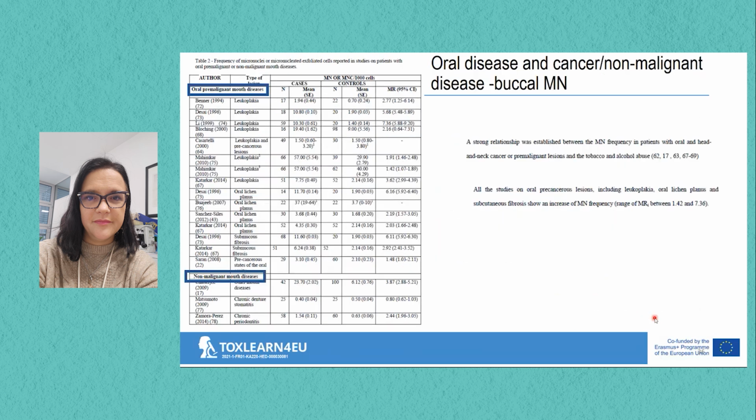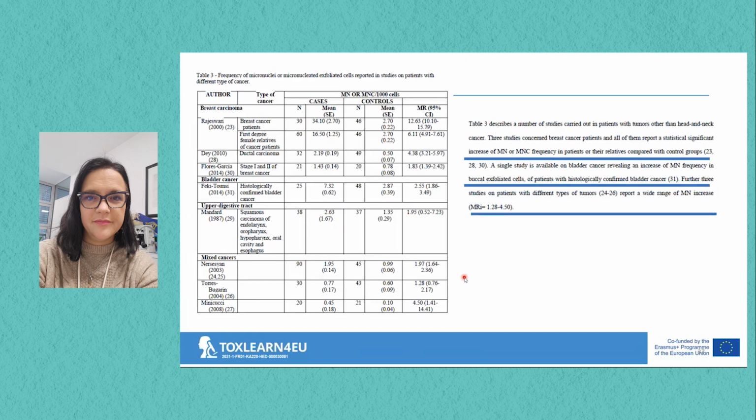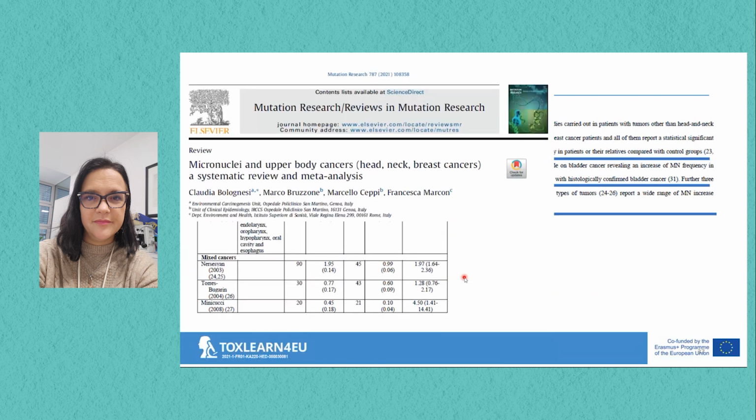Buccal micronucleus assay was also able to predict DNA damage and the risk in oral pre-malignant mouth diseases and also non-malignant mouth diseases. So something like leukoplakia or lichen planus, but also, as you can see, periodontitis and stomatitis. They have even been able to predict risk of bladder cancer and breast cancer patients.